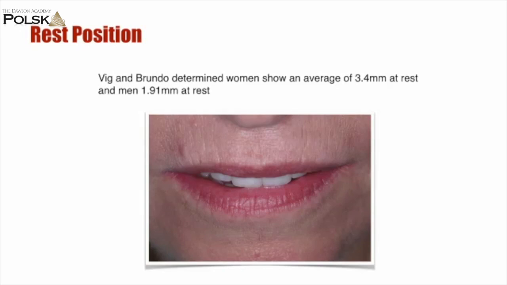One of the very commonly quoted studies and research articles is from two orthodontists named Vig and Brundo. And what they determined is that in the rest position, in a reposed lips apart position, women will show an average of 3.4 millimeters of tooth structure, and men will show approximately 2 millimeters.